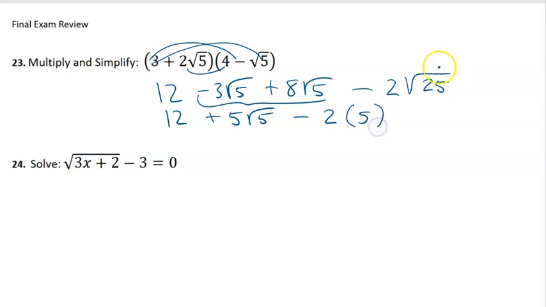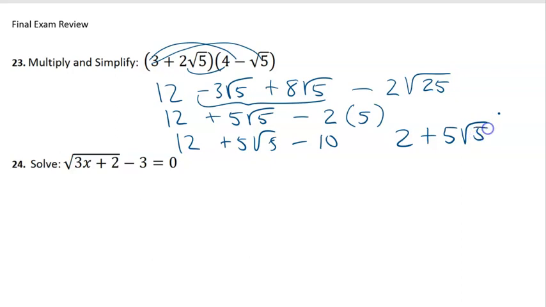Now y'all, when you take a square root, you don't write it anymore. So if you're wanting to put that square root there still, you used up that square root. All right, so that gives me 12 plus 5 square root of 5 minus 10, right? 2 times 5 is 10, and 12 minus 10 is 2, and then you just have 5 square root of 5, and that's your simplified answer.